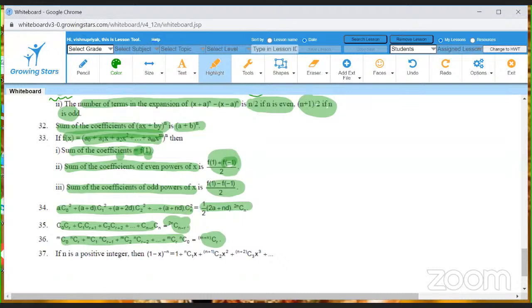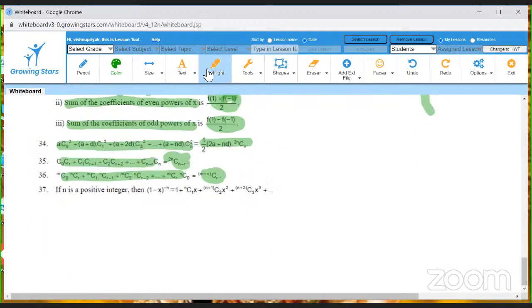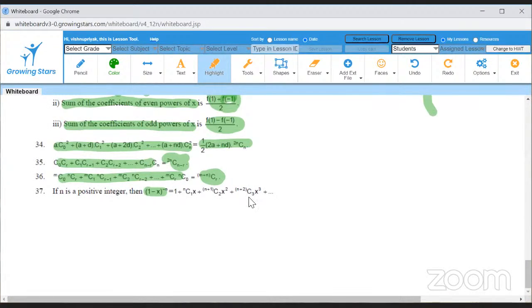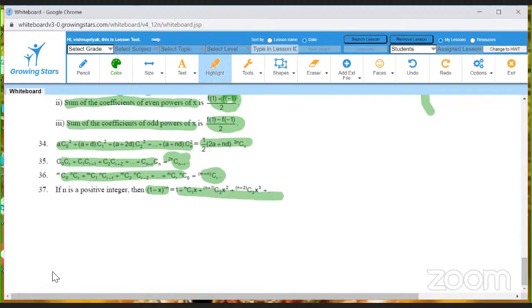In short, the last one, in (1 minus x) whole power n, this will be the expansion. So these all are shortcut formulas. Now we can go to questions.